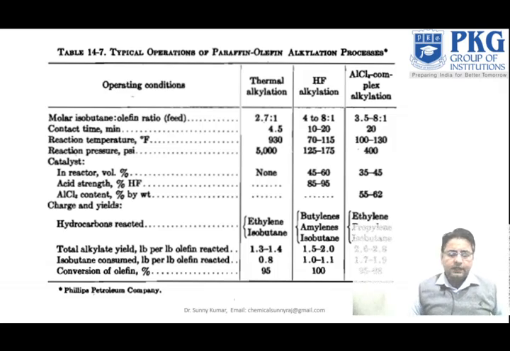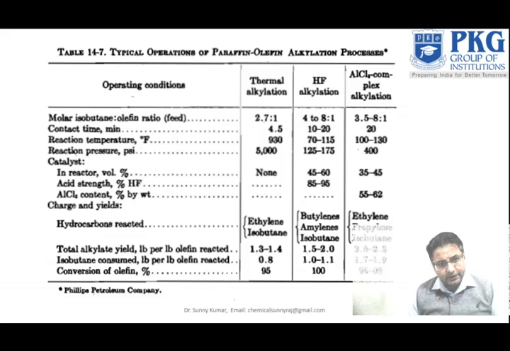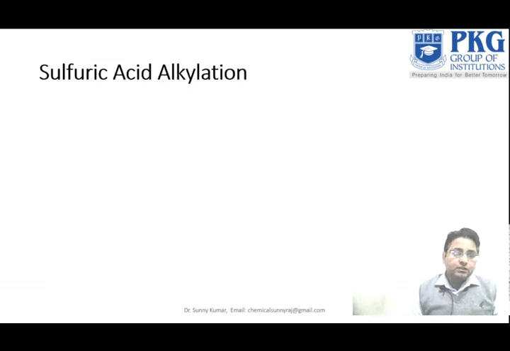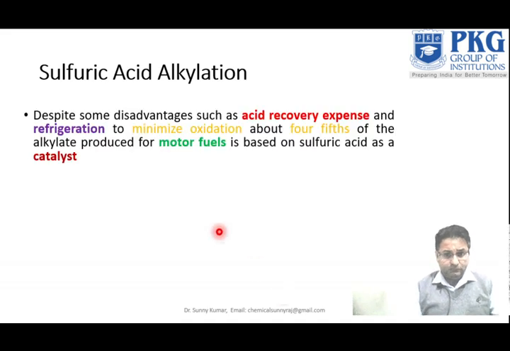These are some conditions for HF alkylation and thermal alkylations, but aluminum chloride complex alkylation we will read in further slides. So then we will discuss in this table comparison with this. Now we will discuss about the sulfuric acid alkylation. Despite some advantages such as acid recovery expense and the refrigeration to minimize oxidation, about 4/5 of the alkylates produced for motor fuels is based on sulfuric acid as a catalyst.